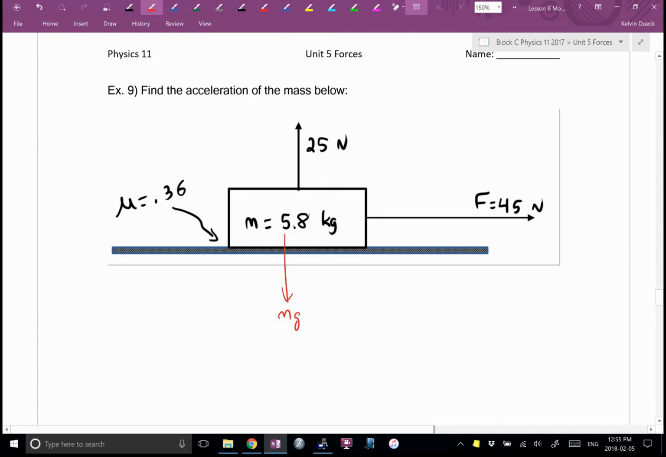Are we sinking into the ground like quicksand? Are we flying into like Superman? Now, if that 25 wasn't there, I would make my normal force the same size as mg. But is there another vertical force there? What direction is this vertical force? So does that make the normal force bigger or smaller than mg? Think about it.